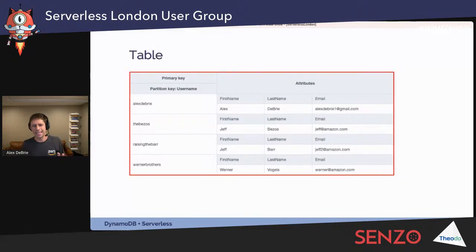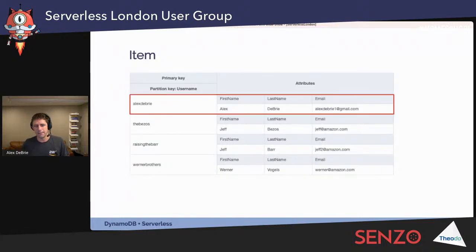If you look at all this data together, outlined in red there, that's going to be called a table. So similar in some ways to a table in a relational database, or like a collection in MongoDB, but different in other ways as well. If you look at an individual record in our table, that's going to be called an item. So comparable to a row in a relational database or a document in MongoDB.